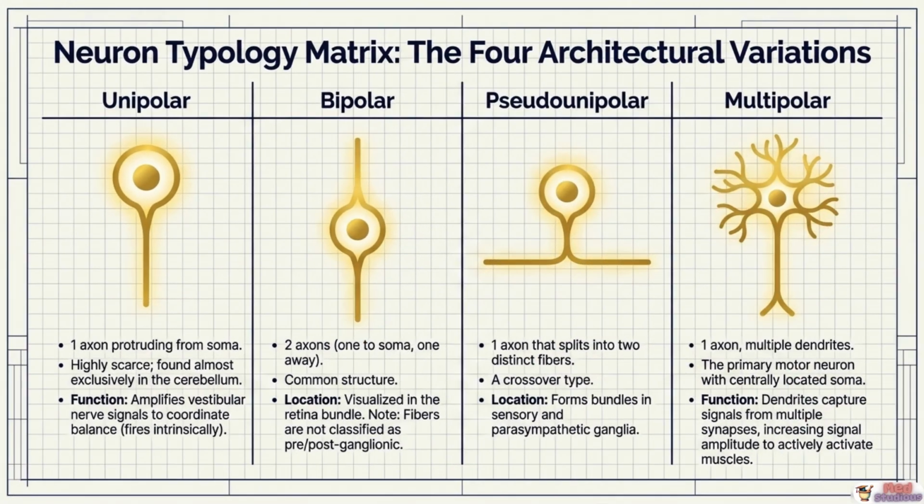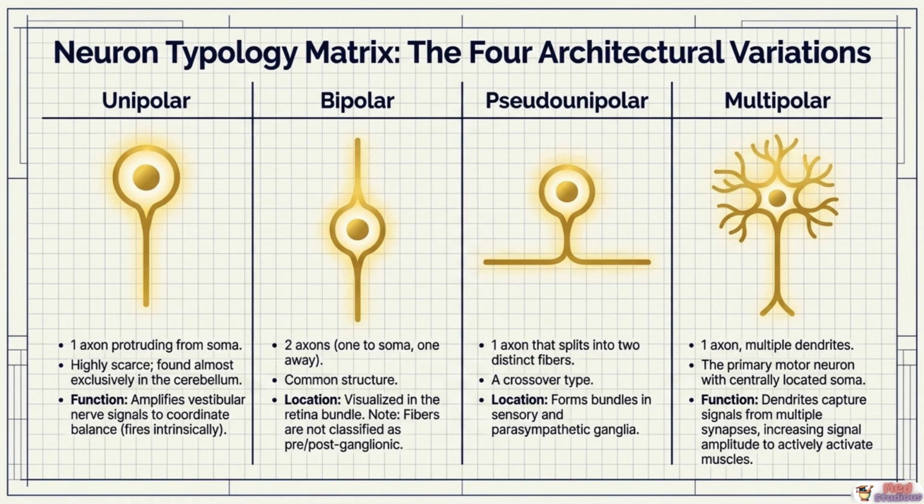Inside these ganglia, we find the primary operators, the neurons. However, they come in 4 distinct architectural variations. First, the unipolar neuron. This features a single axon protruding from the soma. It is incredibly scarce, found almost exclusively in the cerebellum, where it fires intrinsically to amplify vestibular signals for balance. Second, the bipolar neuron, featuring 2 separate axons extending from the soma. This is a common structure, famously localized in the sensory retina bundle.